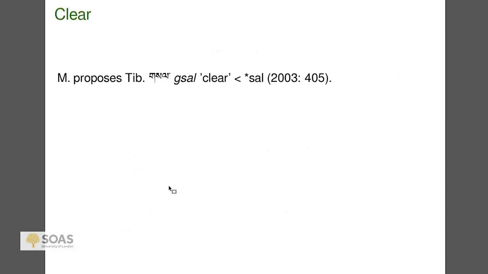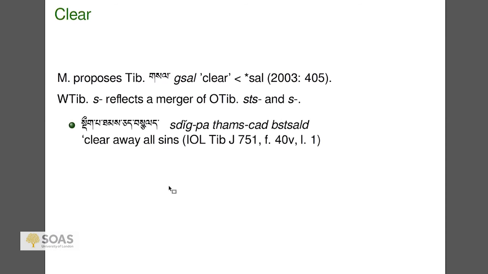Okay, and then just another example. Matisoff reconstructs the Tibetan word gsal to a Proto-Sino-Tibetan root *sal, which means to clear away, like a stain. But written Tibetan s actually merges two things in Proto-Sino-Tibetan: one is sts and one is s. If we look at old texts, we can see that in this case it's the sts form that's original. So we have dikpa tamche bstsald, clear away all sins.